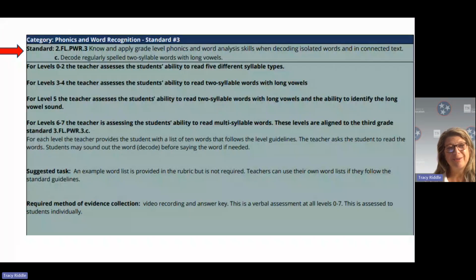Portfolio Rubric Guidance for Second Grade Standard. 2.PL.PWR.3. For this standard, students know and apply grade-level phonics and word analysis skills when decoding isolated words in connected text. We will be focusing on C, decode regularly spelled two-syllable words with long vowels.